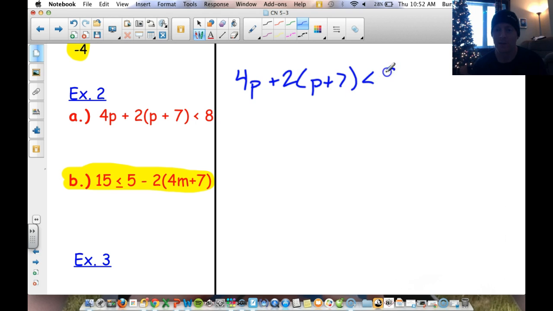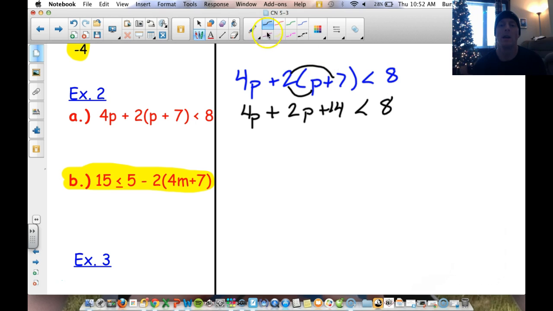And again, just like we did in chapter 2, we're going to first distribute to get rid of our parentheses. So we're left with 2 times p, which is 2p, and 2 times 7, which is 14. The parentheses are now gone, and all I do is bring down all of the other parts of the problem that I have not yet used, and I can then combine my like terms. So I have a 4p and a 2p, which is a total of 6p plus 14.